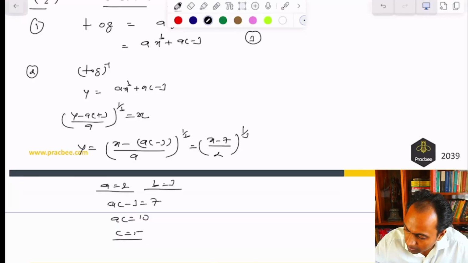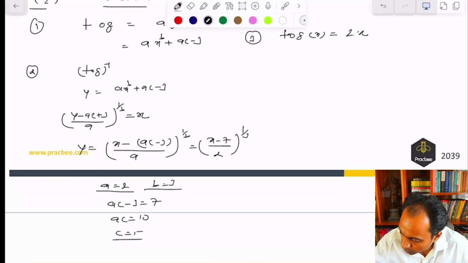In the third part, if I again go back to f of g of x, what is the value? If I put the value of a, this becomes 2. If I put the value of b, it comes out to be 3. And if I put the value of AC, AC came out to be 10 minus 3. So the value of fog is 2x cube plus 7.